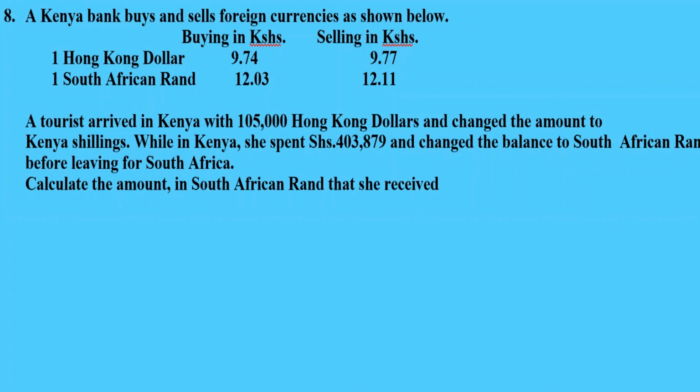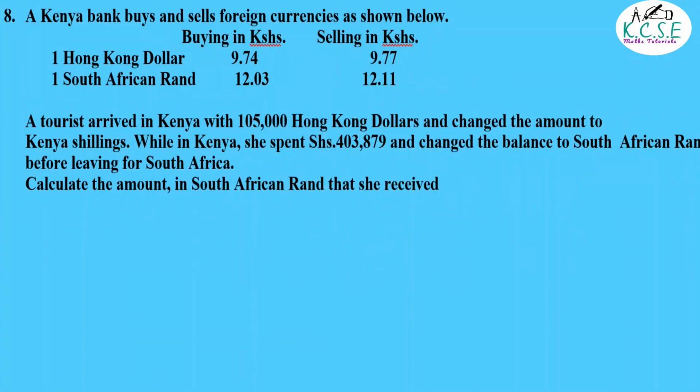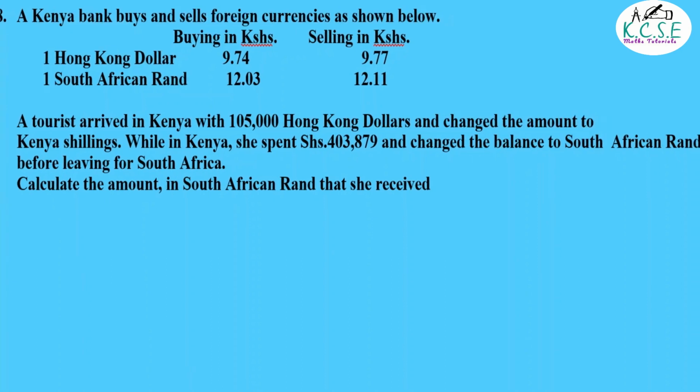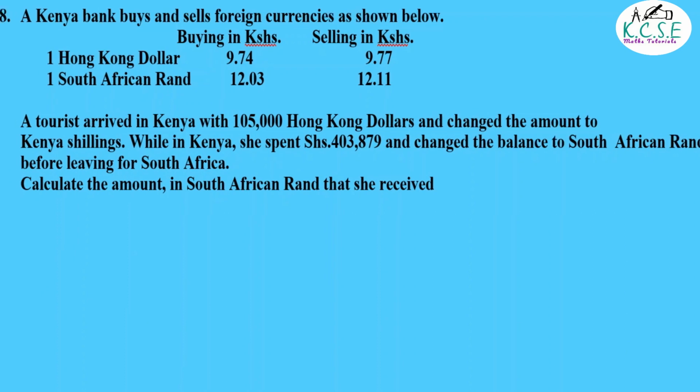A Kenyan bank buys and sells foreign currencies as shown below. 1 Hong Kong dollar buys at 9.74, sells at 9.77. 1 South African rand buys at 12.03 shillings, sells at 12.11. A tourist arrived in Kenya with 105,000 Hong Kong dollars and changed the amount to Kenyan shillings. While in Kenya, she spent 403,879 and changed the balance to South African rand before leaving for South Africa. Calculate the amount she received, that is in South African rand.